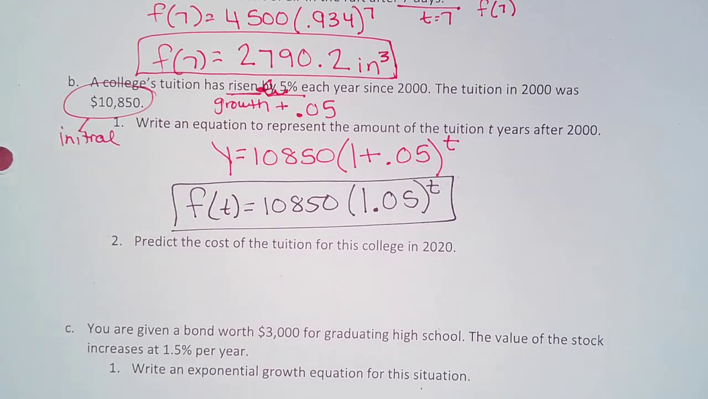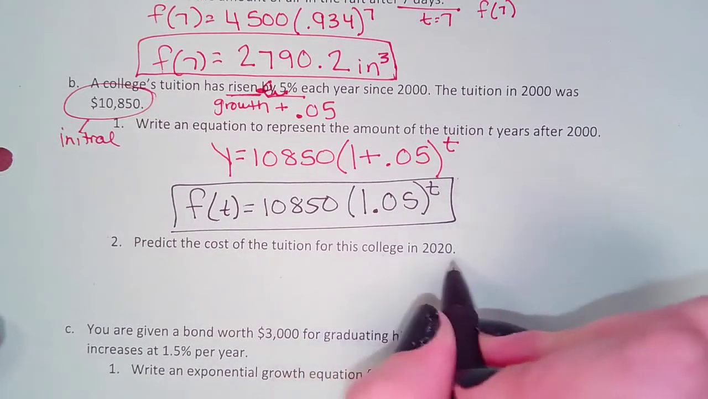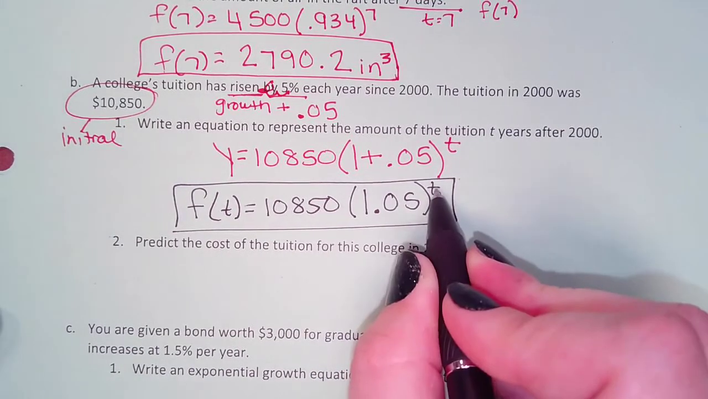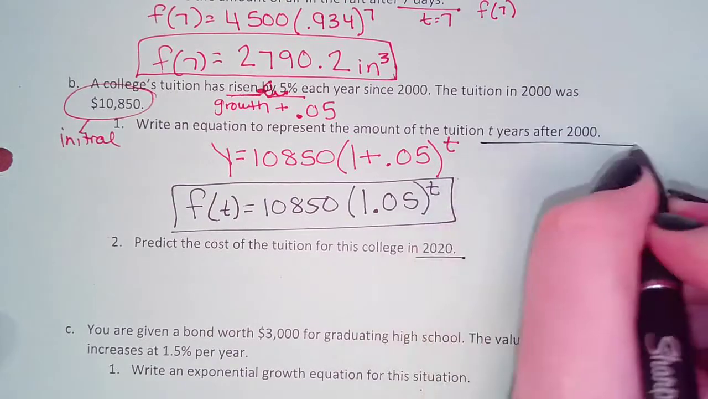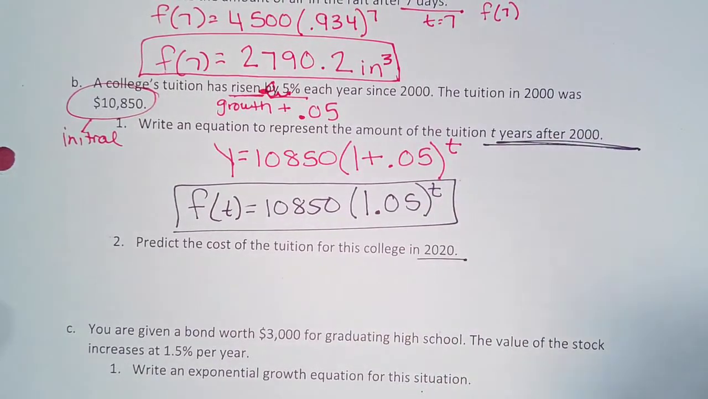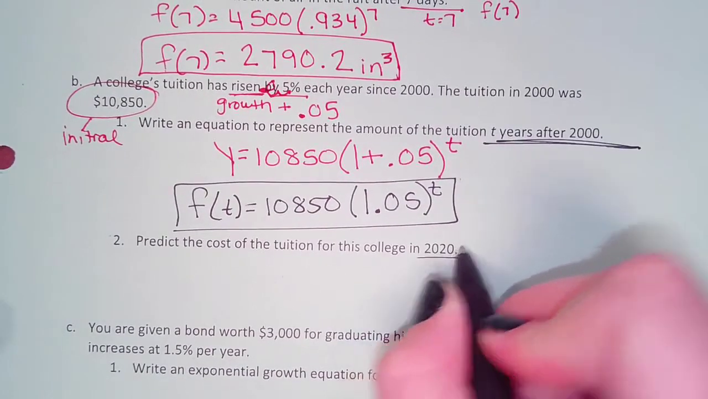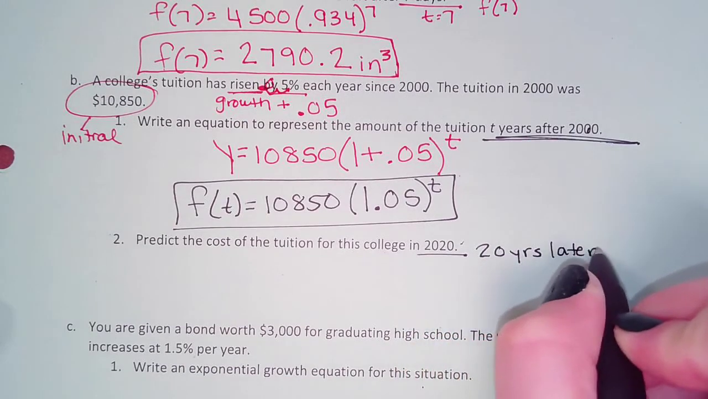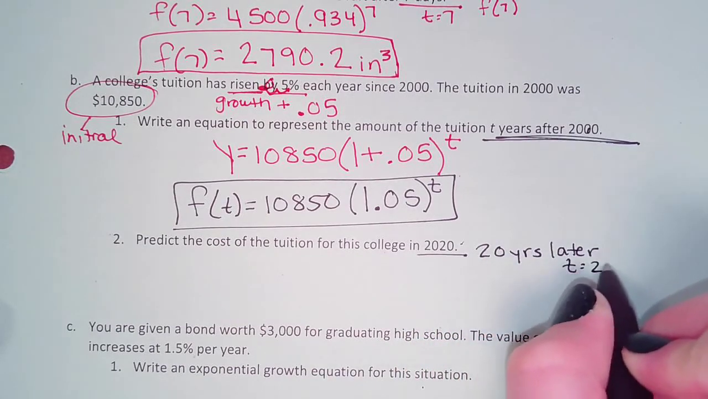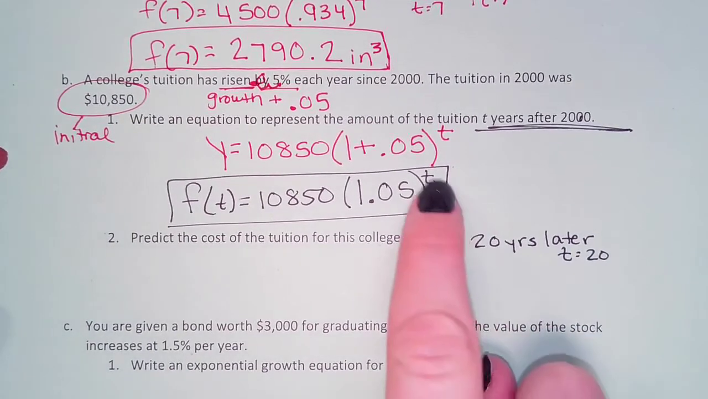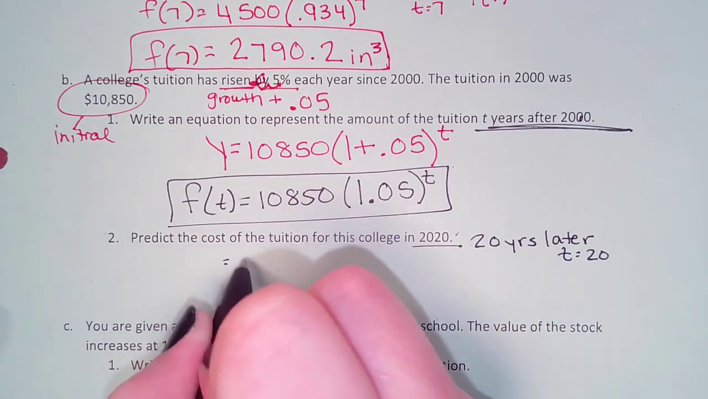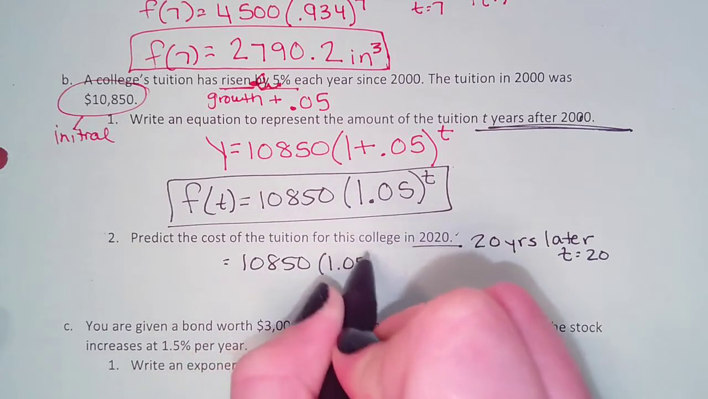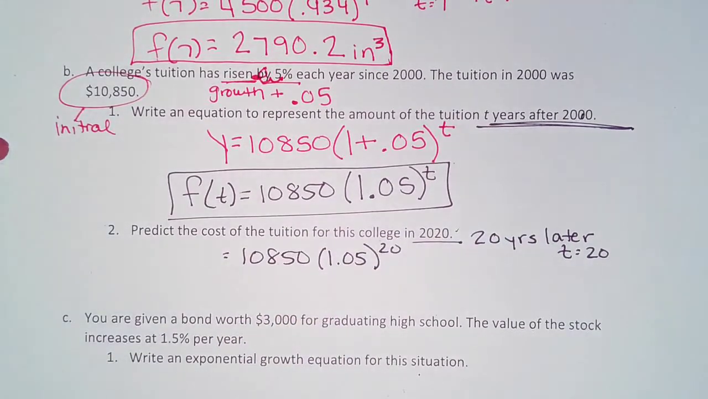Now it says predict the cost of tuition for this college in 2020. So time is not 2020. Time is after 2000. So we're really saying this is 20 years later. So we want t to be 20. So let's plug in 20 for t. So 10,850 times 1.05 to the power of 20. Let's plug it in.